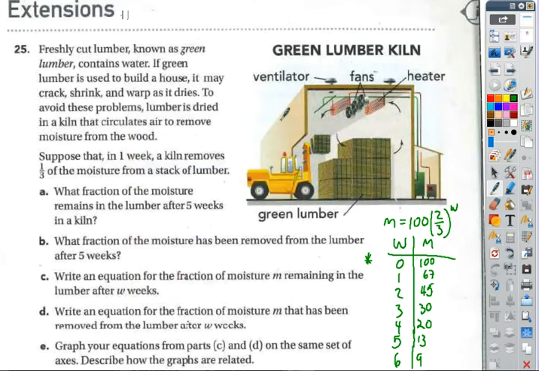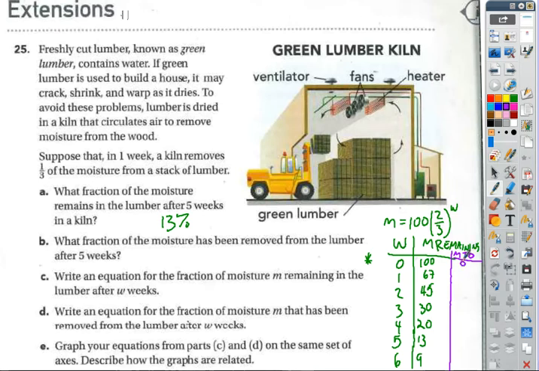So what fraction of the moisture remains after 5 weeks? Well, after 5 weeks, we're at 13%. What fraction of the moisture has been removed? Oh, so this is moisture remaining. And let's have moisture taken out. Sure. So how much of the moisture has been taken out at 0 weeks?